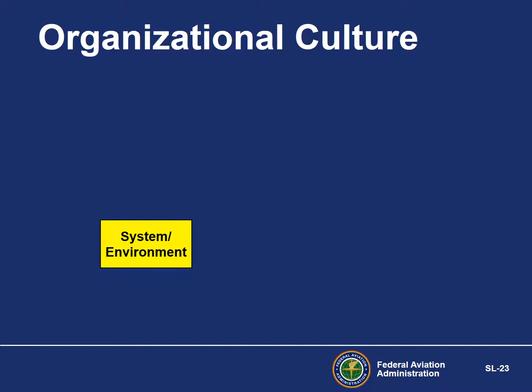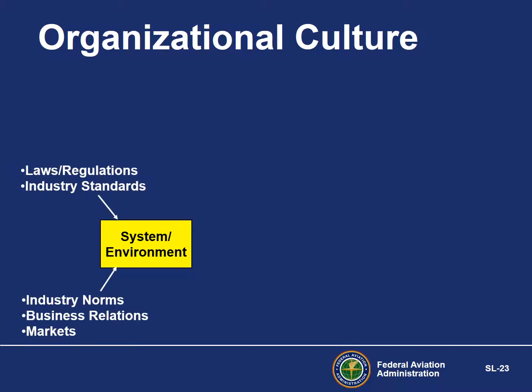For example, what laws and regulations must we comply with? What are the industry standards and norms? And how do business and market relationships affect our systems? The equipment, tools, facilities, policies, procedures, and training also shape the environment in which frontline employees work.